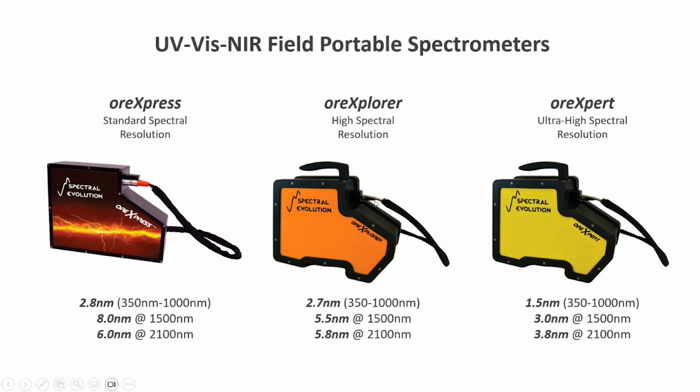So this is where the oreXplorer and the oreXpert come into play here, where you actually get an upgrade in spectral resolution. With the oreXplorer, you're seeing the majority of the increase in resolution in SWIR 1 and SWIR 2. So you go from 8 and 6 nanometers to 5.5 and 5.8 nanometers. And the oreXpert here on the far right, this yellow one, this is actually the highest spectral resolution field portable spectrometer in the world. So you get a spectral resolution increase in all 3 regions, so the UV-Vis, SWIR 1, SWIR 2. If you compare this spectral resolution to, say, the oreXpress, you get double the spectral resolution.